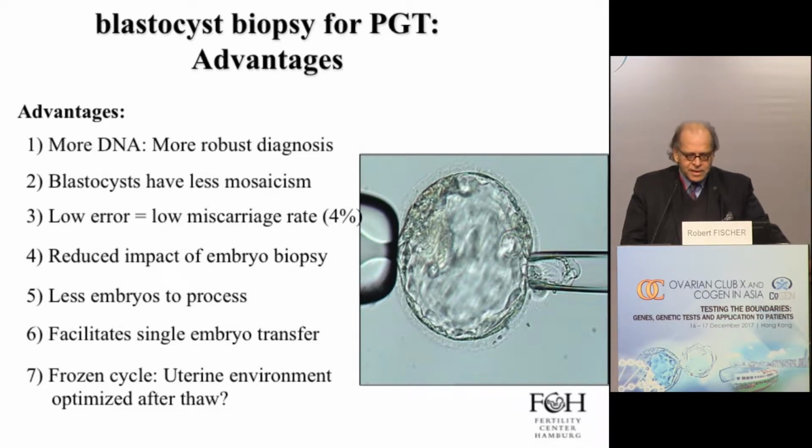It was believed that there is less mosaicism using the trophectoderm compared to the day 3 embryos, which were very highly mosaic. And you have also fewer embryos to process, so it's maybe cheaper and more cost-effective for the patient. And as we heard also before, it can facilitate single embryo transfer to reduce the problem of multiples, and some people also believe that frozen cycles give a better environment for the transfer, so they believe that they will have a higher pregnancy rate because the endometrium will be better for the transfer.